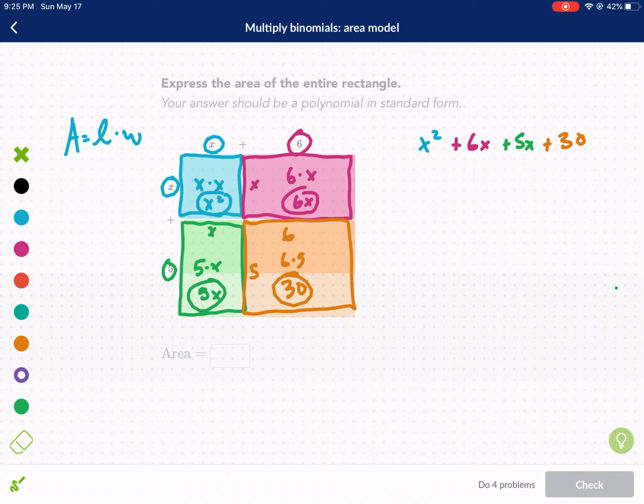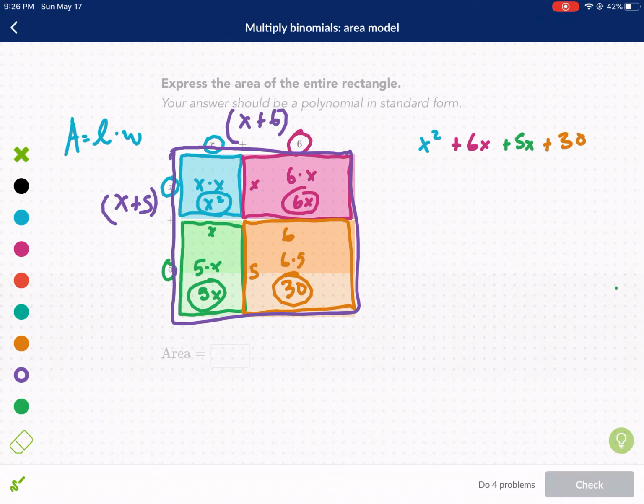Okay, now if we want the whole area, if we want to multiply this whole length, which is x plus 6, by this whole width, which is x plus 5, and we can put that in parentheses, what do you notice? These are binomials. Isn't that amazing? Once we multiply these together, we get this result here. So that whole area model was a way that we could show that.